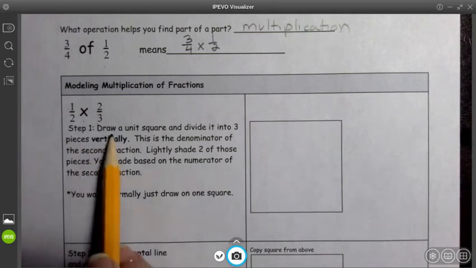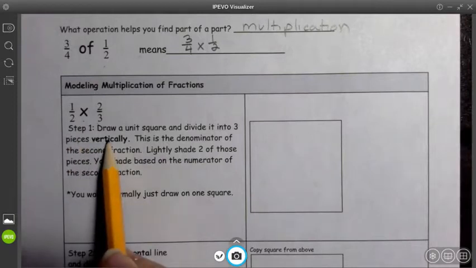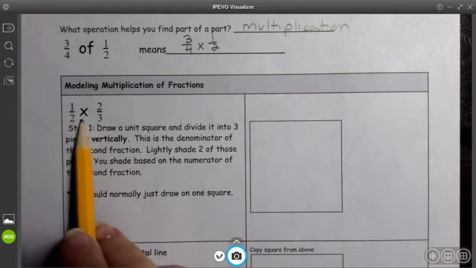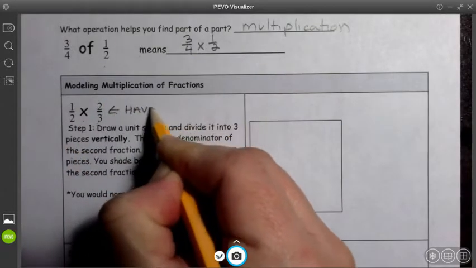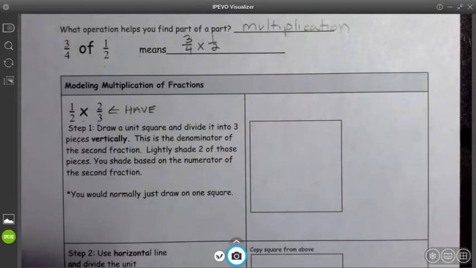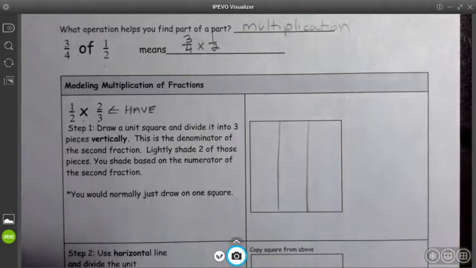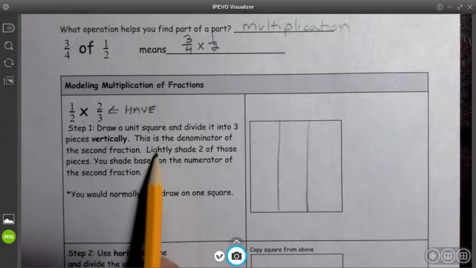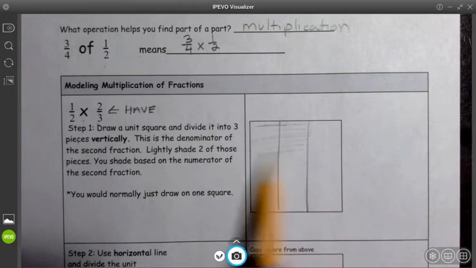So step 1, draw a unit square, which we have here, and we're going to divide it into 3 pieces vertically. The reason for that is we have 1/2 of 2/3. That means this is what we have. We have 2/3. So just like in class, when we had the brownie pan, we had 2/3 of a brownie pan. So we're going to draw thirds this way. And we have 2 of them. So lightly shade 2 of these pieces. And we shade the pieces based on the numerator. So this would be what we have in our brownie pan.